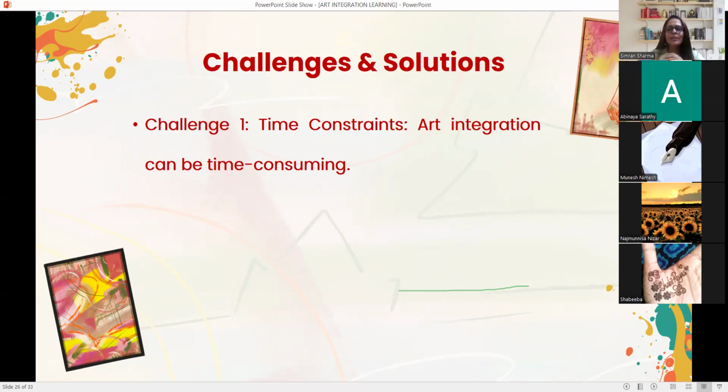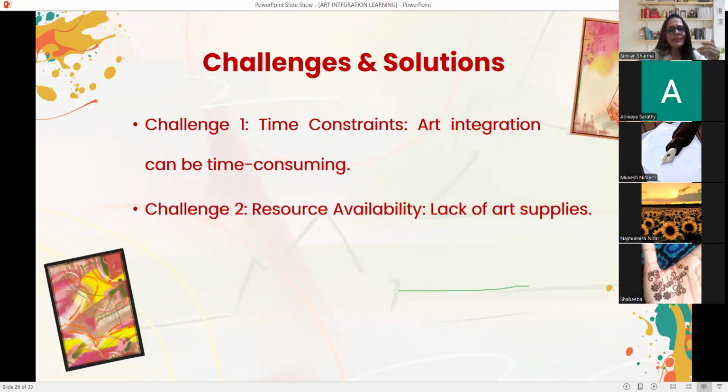Pinpoint the topics that need art integration, where students can gain more by using art integrated learning. Please highlight those topics well in advance so that you don't have to struggle later on. And remember, we have to use a minimum of 10 periods, 10 classes, for art integration. So plan accordingly, as it is time consuming.